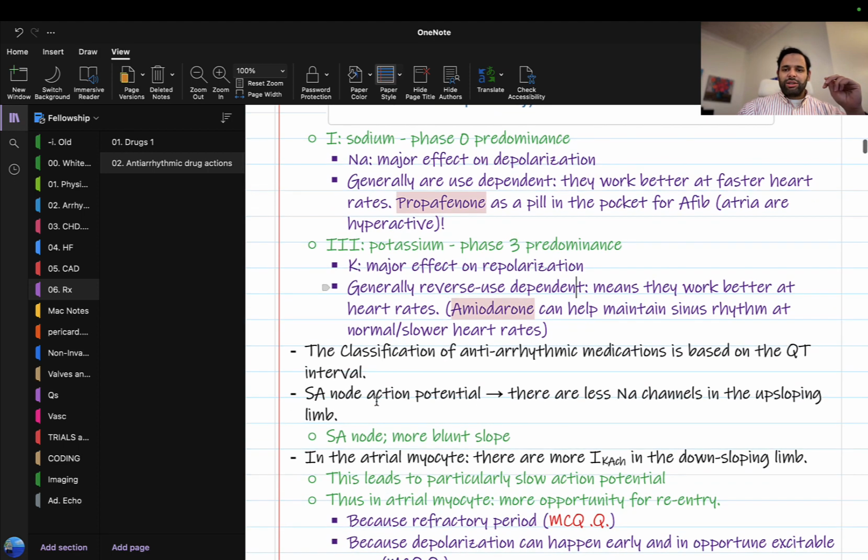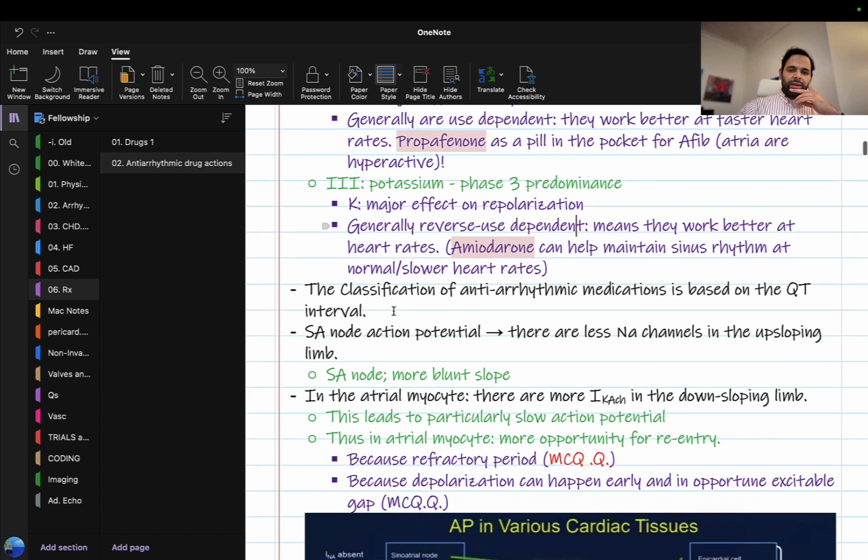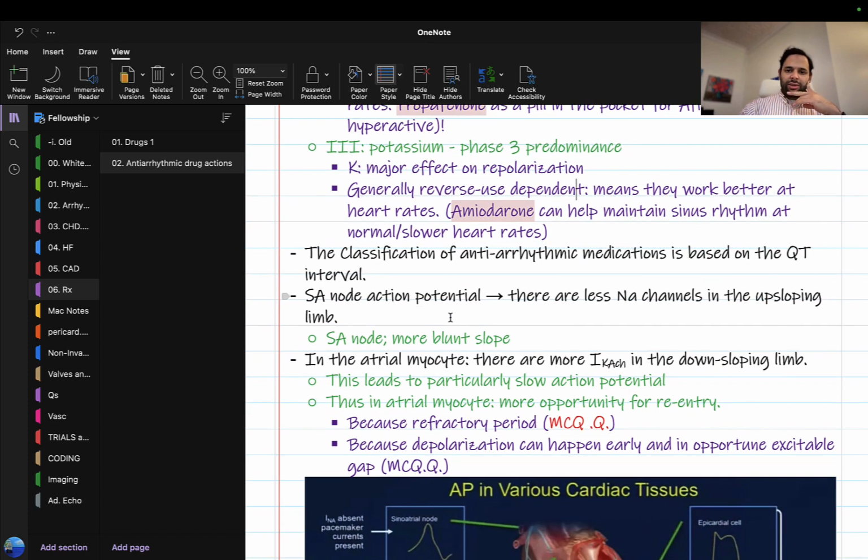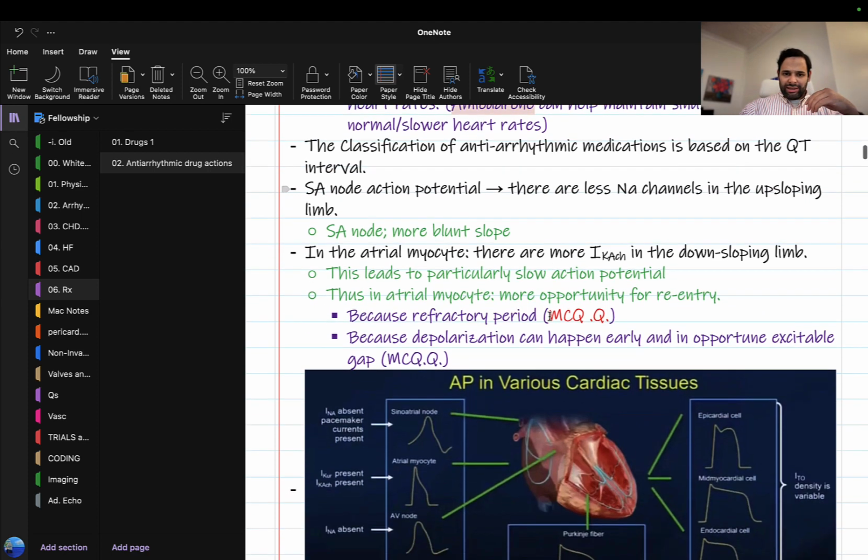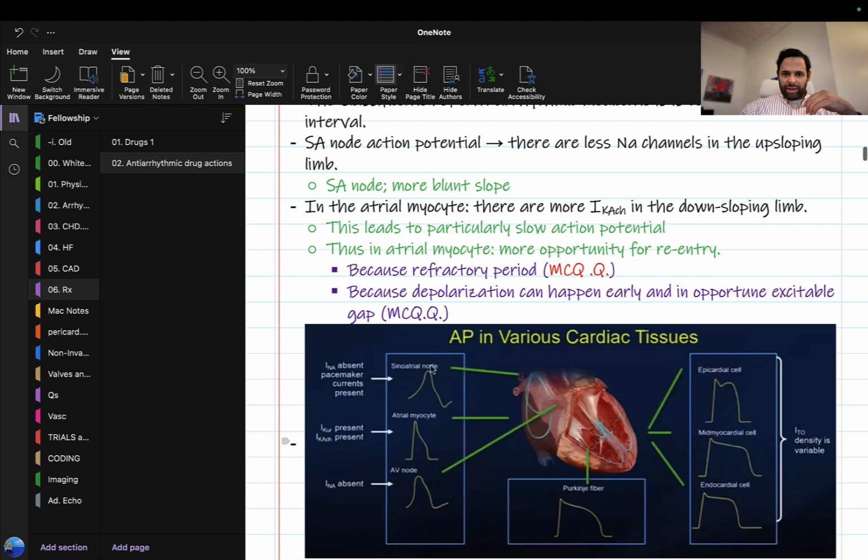The classification of antiarrhythmic medications is not based on the QT interval in general; it's the Vaughan Williams classification. In the sinoatrial node action potential, there are fewer sodium channels in the upsloping limb in the sinus node, and so the sinus slopes here are more blunt. All the figures in blue here are taken from the Mayo Clinic Board Review course. I highly recommend that you buy and read that.